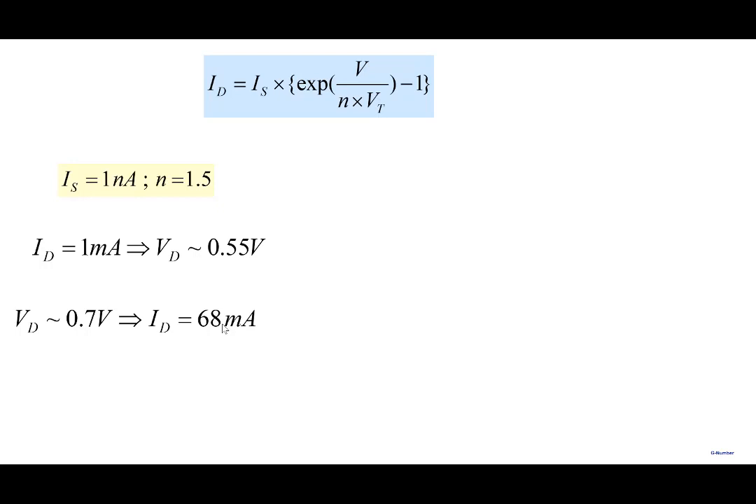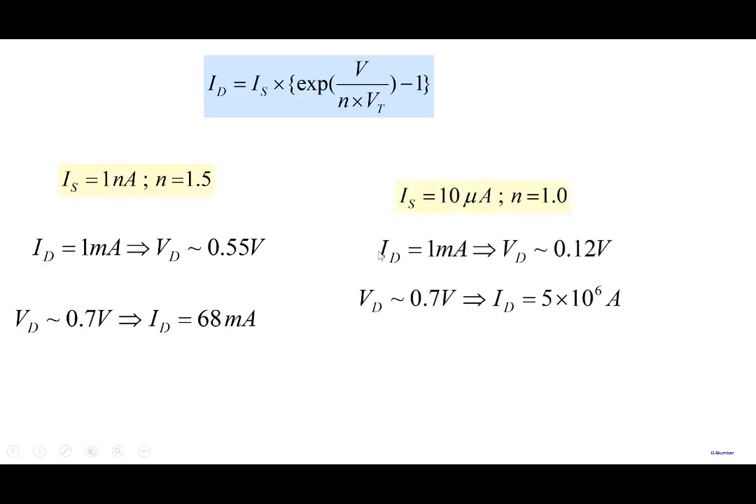This is a better value here, okay? 1 nanoampere, ideality factor of 1.5. You can see here, obviously much better than a typical value that many people quote, which is in microamperes and ideality factor of 2. So that's totally, or obviously, wrong here, okay? So that's the first point.